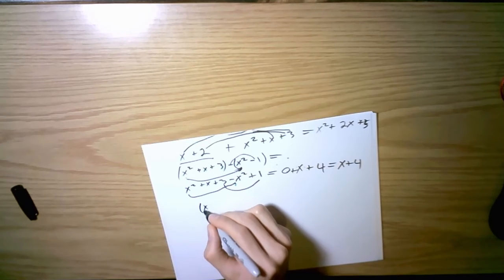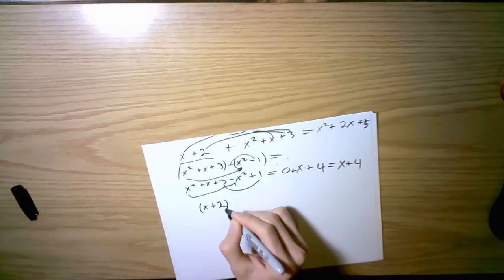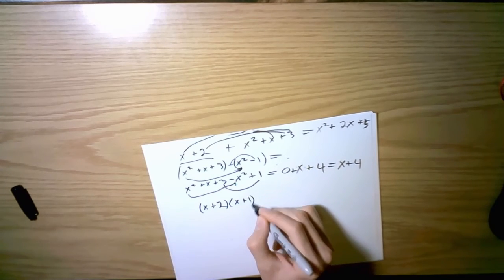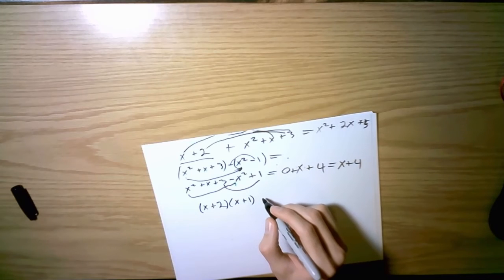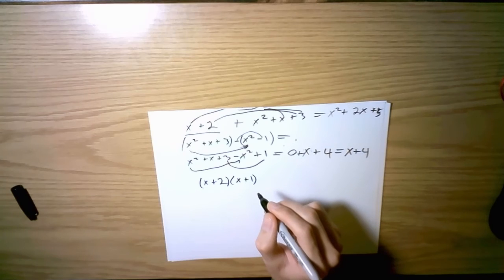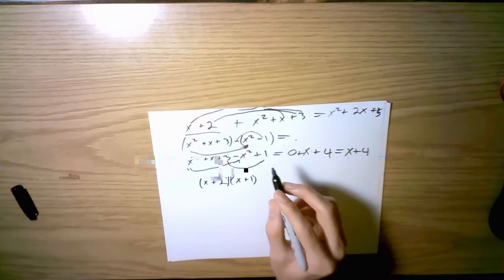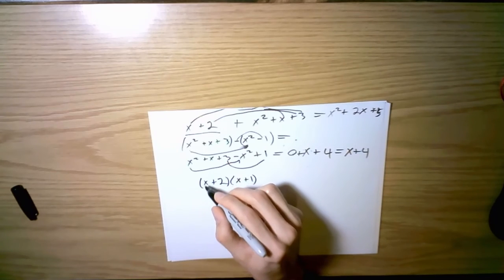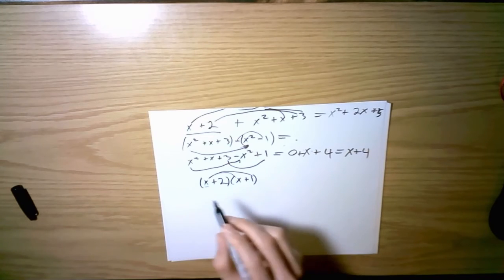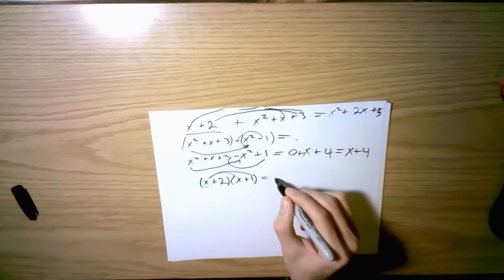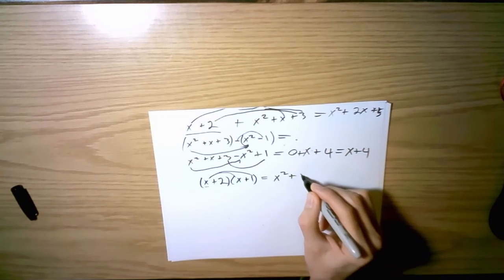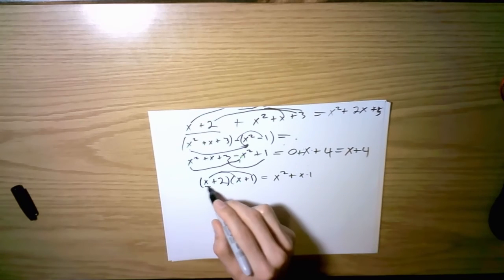Let's do x plus 2 times x plus 1. So this is where it gets tricky, and it really messes a lot of people up. So you just gotta remember, when you're multiplying, you start with this, you multiply it by both of these. Boom, boom. Let's start with x times x. X times x is x squared plus x times 1, x times 1. Okay, we're done with this one.